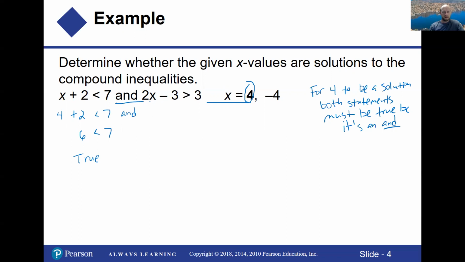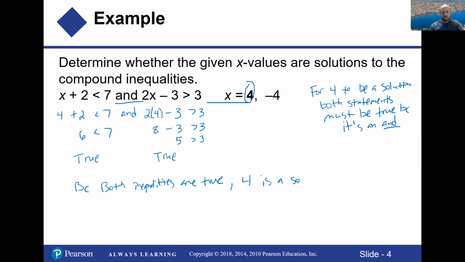And let's see if this one is true. I'm going to plug the 4 in for the x in this inequality. So I have 2 times 4 minus 3. Is that greater than 3? Well, 2 times 4 is 8, and 8 minus 3 is 5. And 5 is greater than 3. So that's true. Because both inequalities are true, 4 is a solution.